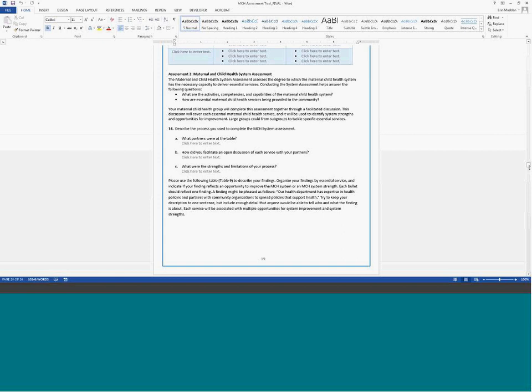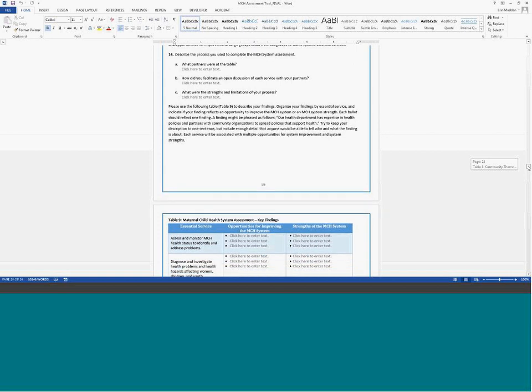And when you're completing the tool, you'll talk about the partners that were a part of that process, how you ensured that there was an open discussion, and the strengths and limitations of your process. A lot of the time when you gather information through a discussion, there can be challenges that come up and lessons learned, and it's good to capture those.